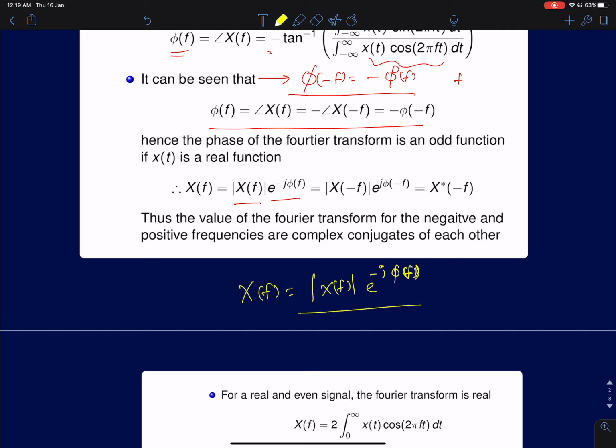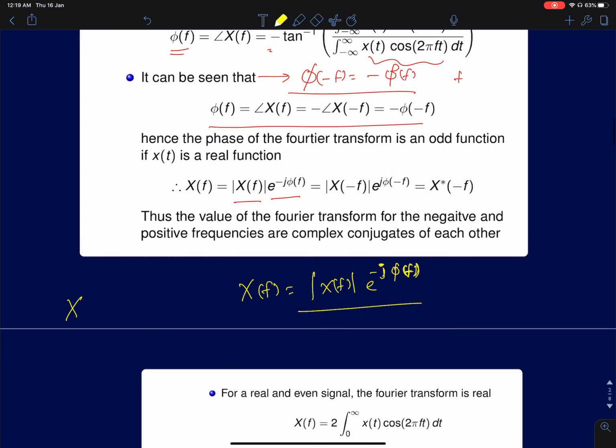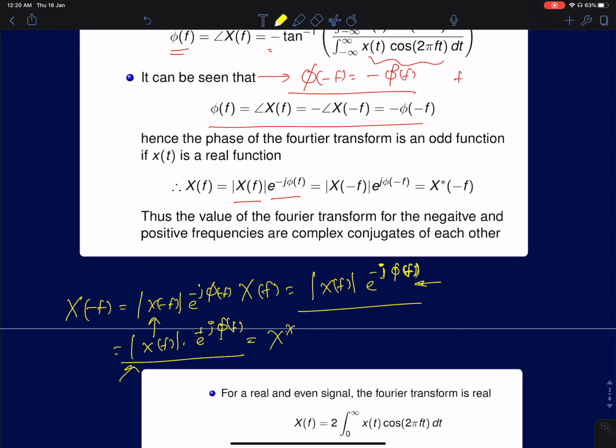Okay. Now, what happens when I substitute x of minus f? This is going to be mod of x of minus f into e power minus j phi of minus f. Now the magnitude is the same as for plus f, and this term is going to be e power plus j phi of f, because phi of minus f is minus of phi of f. Compared to x of f, which is mod of x of f into e power minus j phi of f, it is plus j phi of f, so it's a complex conjugate. So we get this result: x of minus f is simply x star of f, the conjugate of x of f.